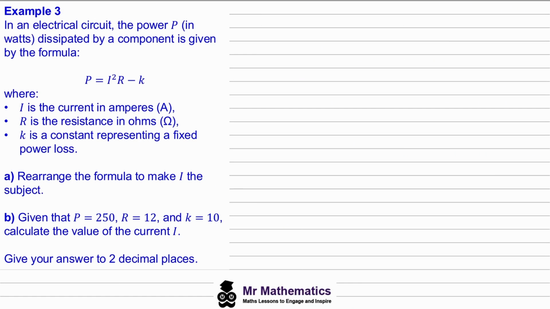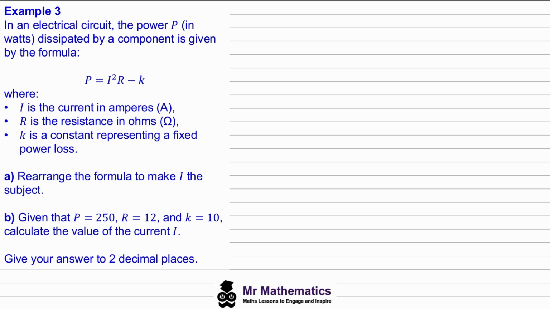So do you want to read through question 3 yourself and try and rearrange this formula to make I the subject? And when you've made I the subject, can you calculate the new value of I given these values for P, R, and K? You can pause the video and come back when you're ready.